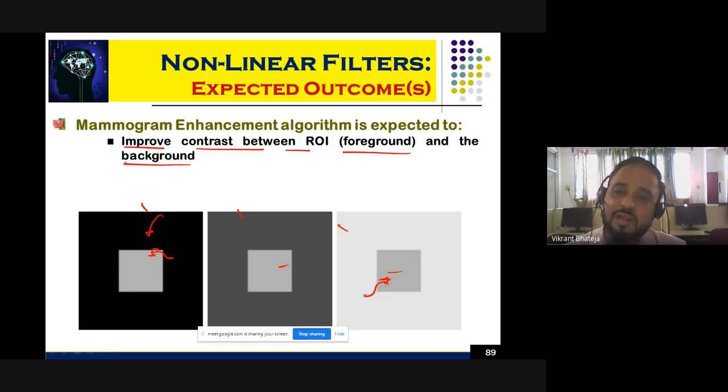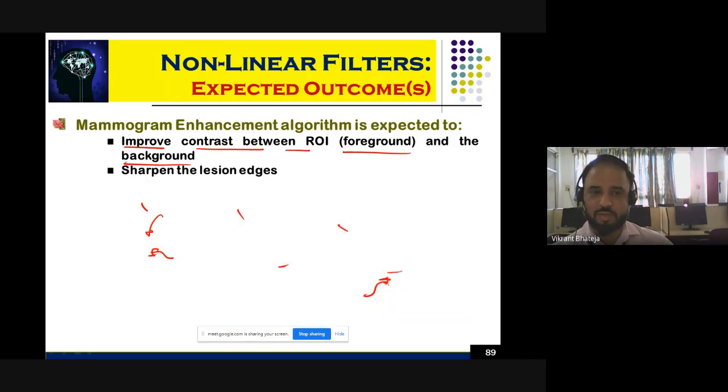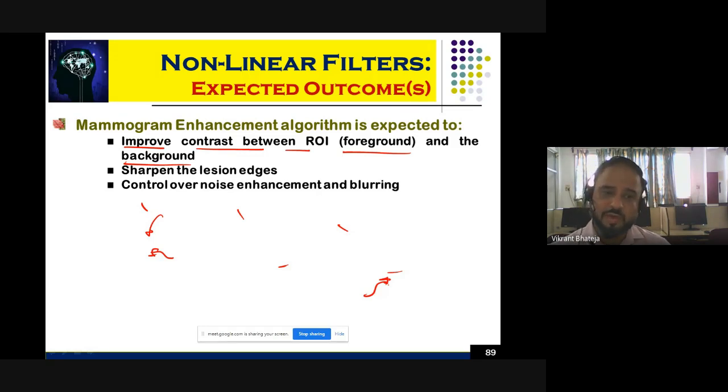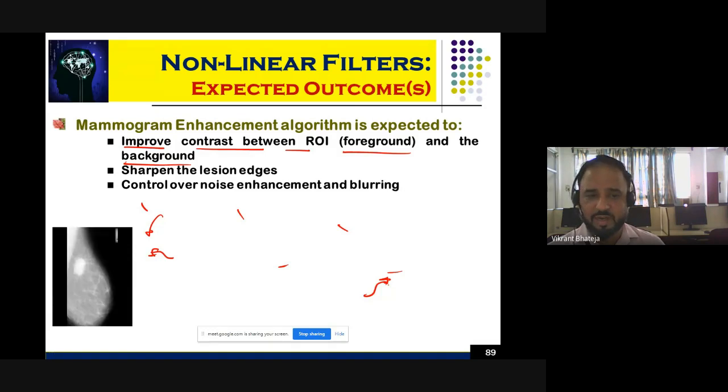If you start suppressing the background, you tend to see a very good and sharp visualization of your anomaly, rather than just increasing the contrast and increasing the noise in terms of the brightness. So with this background suppression, sometimes you get very sharp lesion edges, that is the tumor edges, and you can also exercise very good control over noise enhancement and blurring.